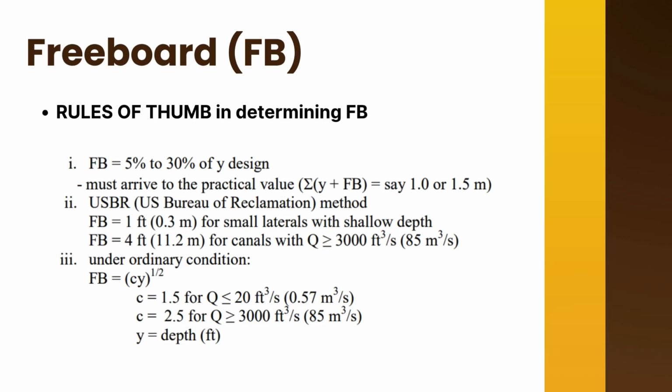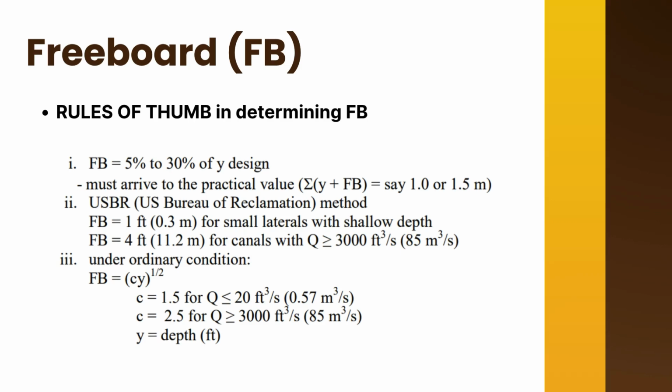2. USBR method. U.S. Bureau of Reclamation. This is a standardized approach especially for irrigation and large canals. For small laterals with shallow depth, FB equals 1 foot, or 0.3 meters. For large canals with flow greater than 3,000 cubic feet per second, or 85 cubic meters per second, FB equals 4 feet, or 1.2 meters. This method gives a fixed safety height based on flow classification.